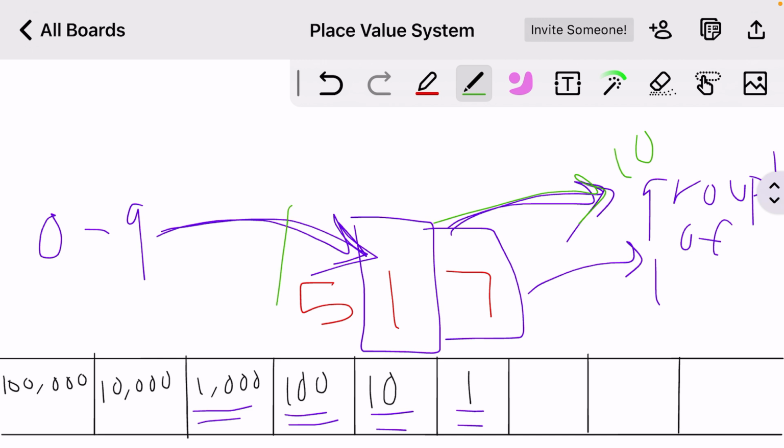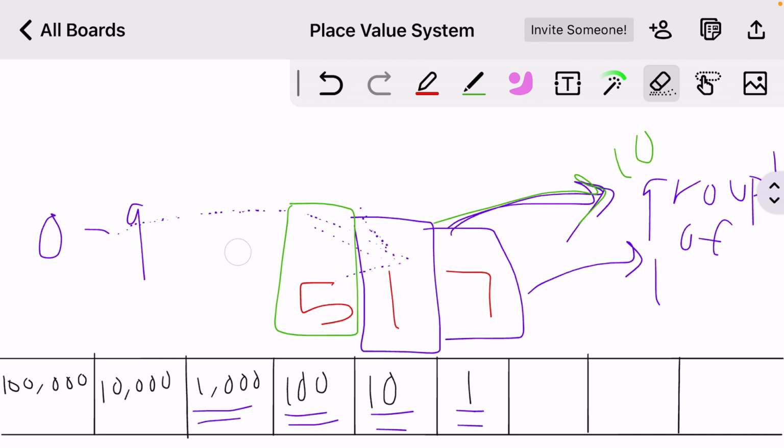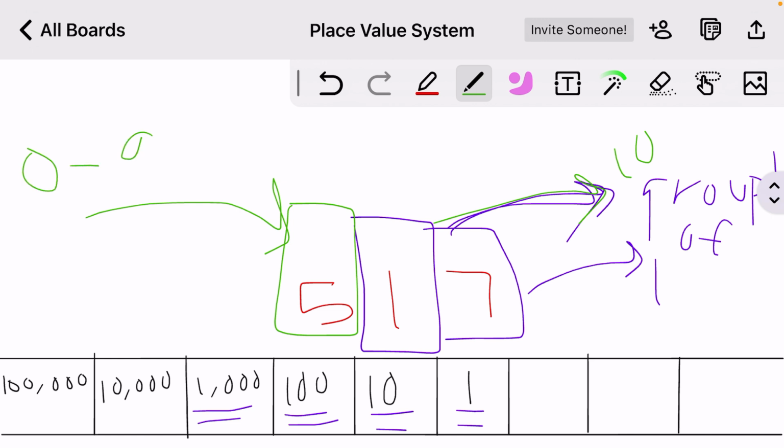Right, and now finally we have the 100s place, and the same rules apply for this 100s place. We assign a digit 0 through 9 to this 100s place. What this tells us is not the number 5. This is not 5 ones, but because of the location of the 5, we know that this is 5 groups of 100.